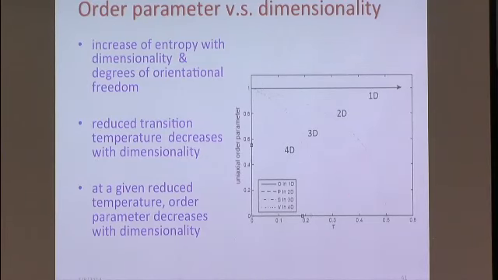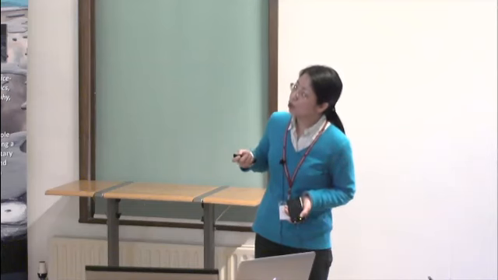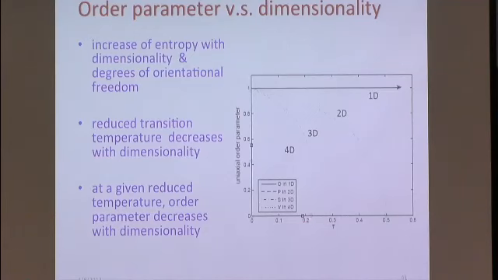It's hard to see from the picture, but really, this is for 2D, the reduced transition temperature 0.22 here is the 3D transition temperature, and the 4D transition is slightly lower than 0.2. Also, due to the increase of entropy, at a given reduced temperature the order parameter decreases with the dimensionality.